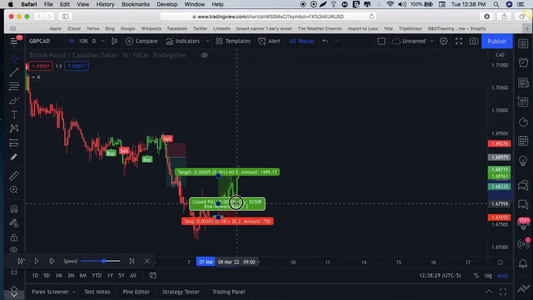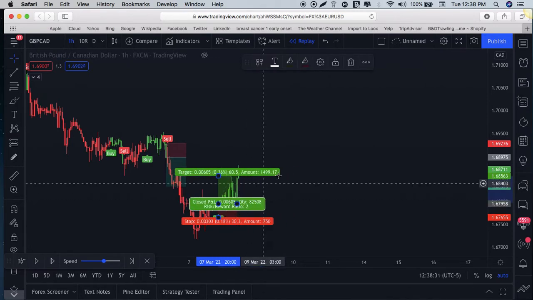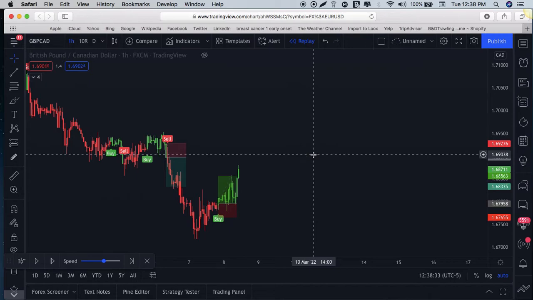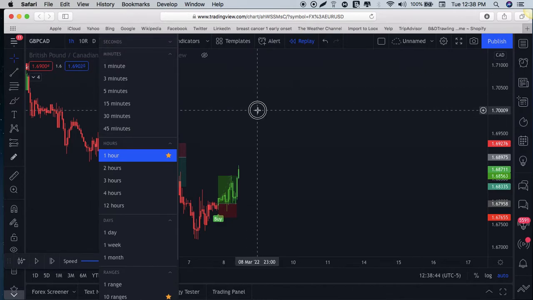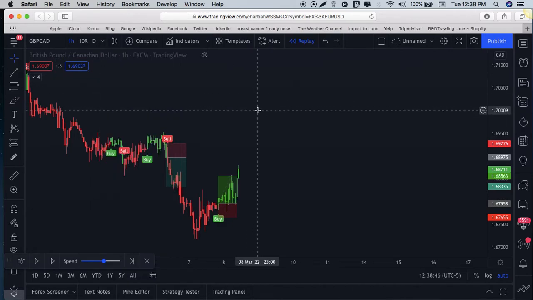So in the past couple of days, I was able to make 120 pips just by trading with this indicator. Now, I typically use it on the 1 hour time frame, all right? Because I like to trade intraday. But for people who like to swing trade, there's also an option for that.